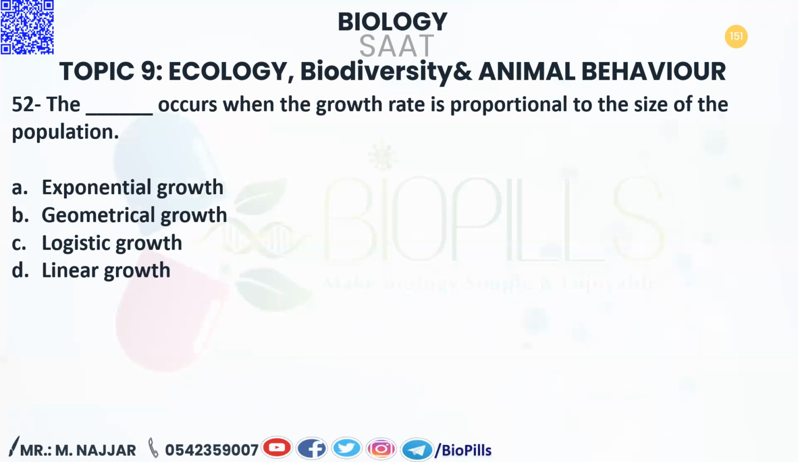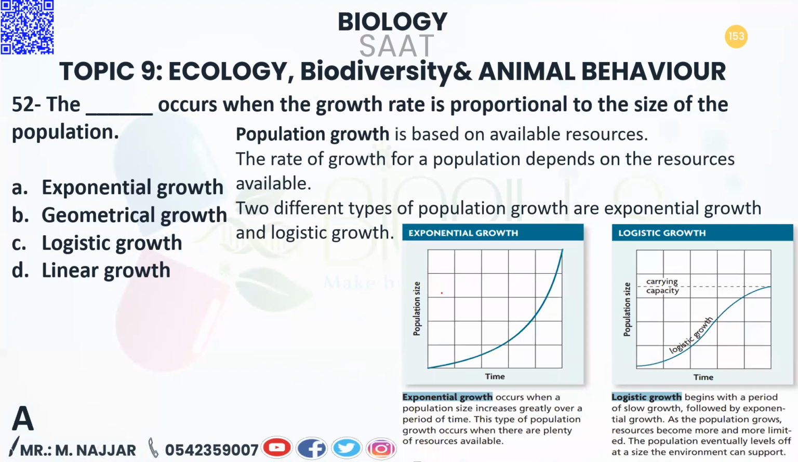Question number 52. What occurs when the growth rate is proportional to the size of population? A, exponential growth; B, geometrical growth; C, logistic growth; D, linear growth. It seems there are no limited resources, there are abundant resources. There is nothing called linear growth here. It is exponential growth. As long as the resources are unlimited or plentiful, the population will grow exponentially.